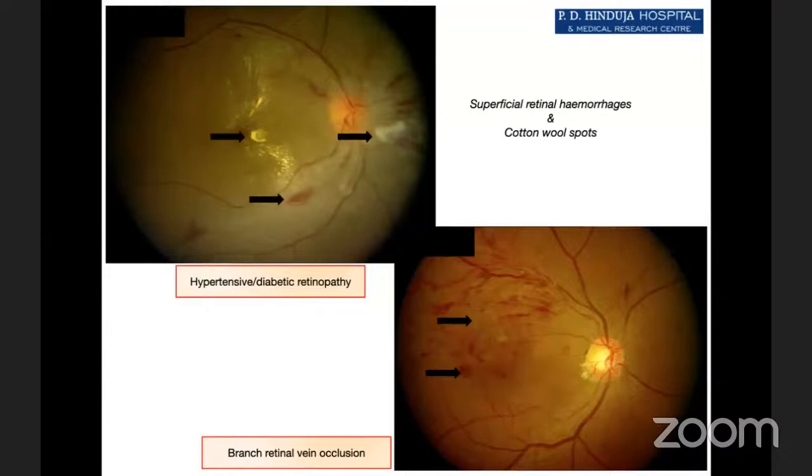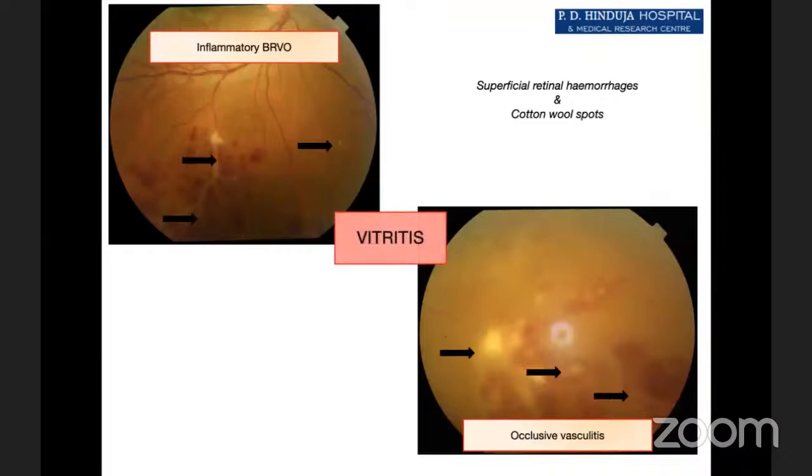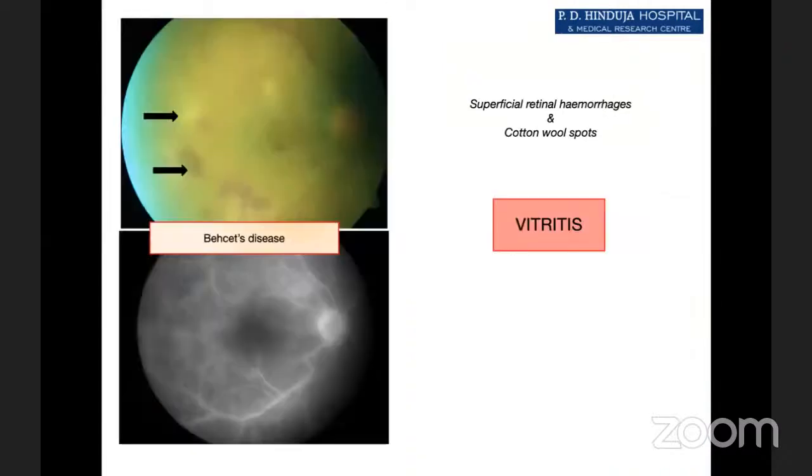For example, cotton wool spots and superficial retinal hemorrhages. The most common reason a general ophthalmologist may see these in the OPD is hypertensive retinopathy, diabetic retinopathy, or retinal vein occlusion. If vitritis is associated, then the diagnosis almost changes to vasculitis or an inflammatory cause. So the presence of vitritis will make a difference in the way you see the pattern.